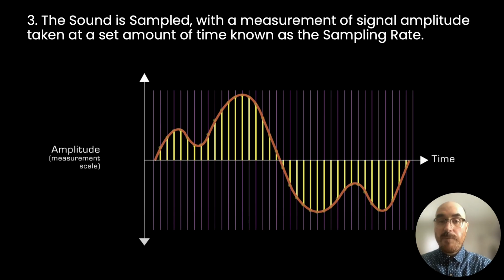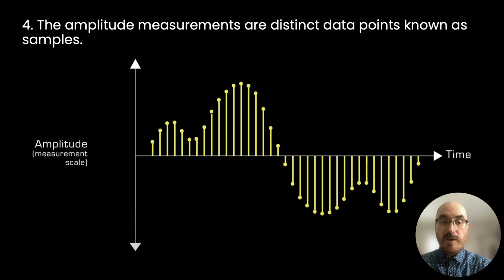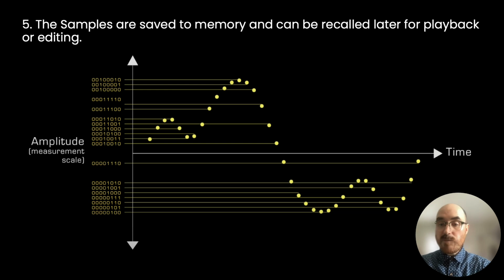The sound is sampled, which is a measurement of the signal amplitude taken at a set time interval known as the sampling rate. So here we can see it's no longer continuous, but a series of points, right? Each of these points has a value that your computer represents in binary code. You can see all these numbers here, right? So your computer is basically creating a log or a ledger of all the different amplitudes at different times, right? That is how we're creating this digital sampling.